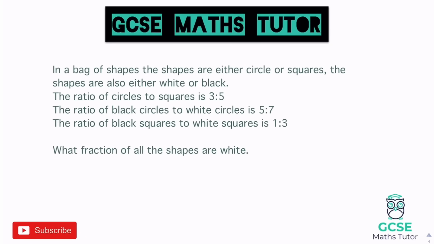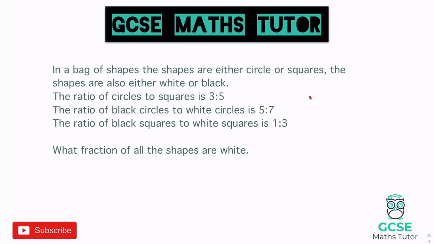Okay, so we've got one of these questions with lots of ratios going on. It says in a bag of shapes are either circles or squares, and then they're white or black, and gives us some ratios about them. And it wants us to work out what fraction of all the shapes are white. Now if I start to break this information down a bit, it says fraction, so I'm going to just start to turn these into fractions.